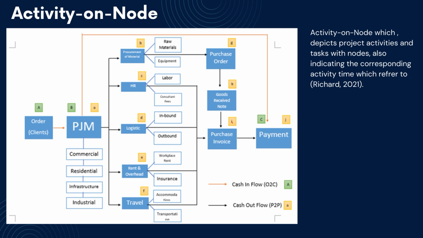The procurement of PO-related material follows a path from node G to H, I, J, involving purchase order, goods received note, and purchase invoice, and finally the payment process. Non-PO related items like HR, logistics, rent, overhead, and travel skip the purchase order and goods receipt note, proceeding directly from purchase invoice to payment.